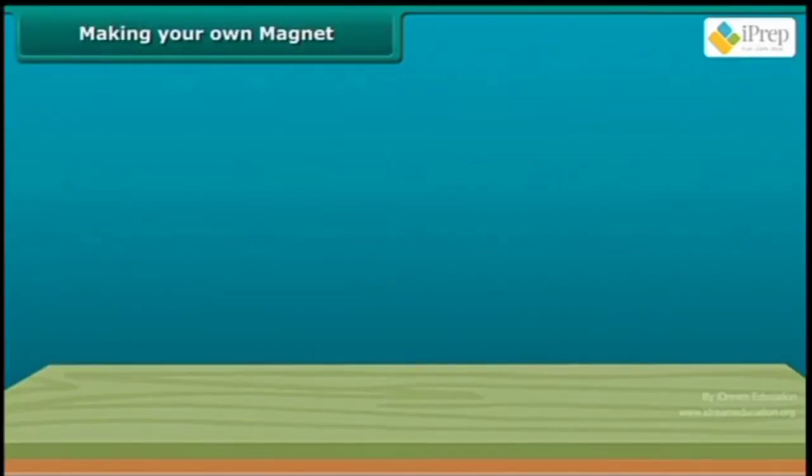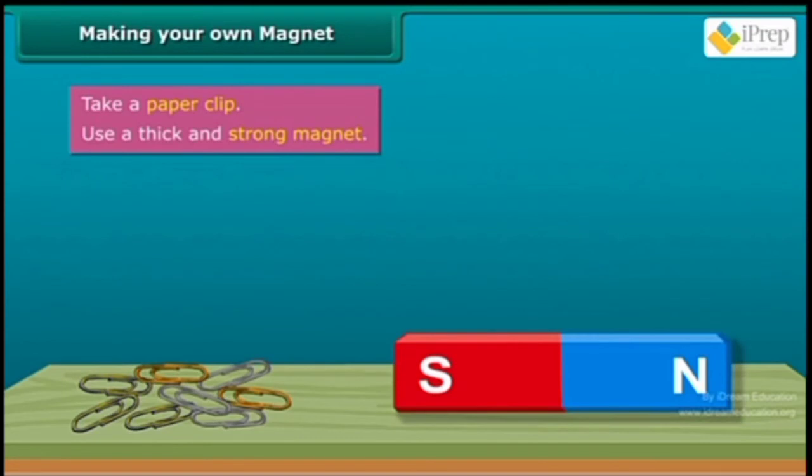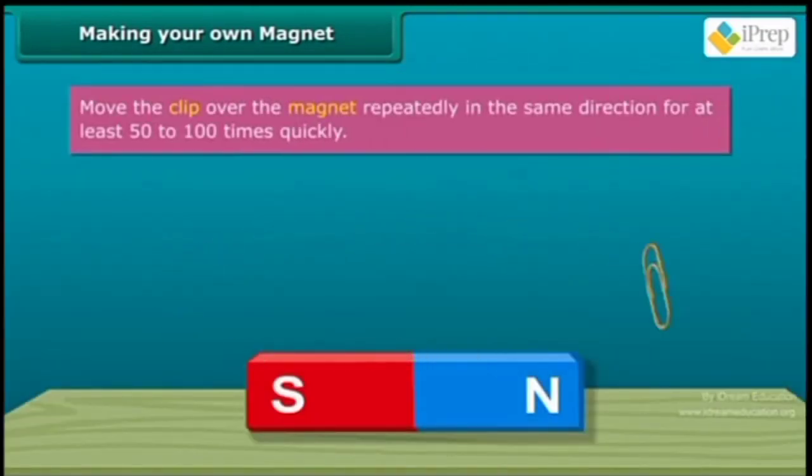Make your own magnet. Let us look at the steps to create your very own magnet. Let's take a paper clip. Use a thick and strong magnet. Move the clip over the magnet repeatedly in the same direction. Perform this step 50 to 100 times. The movement needs to be quick.